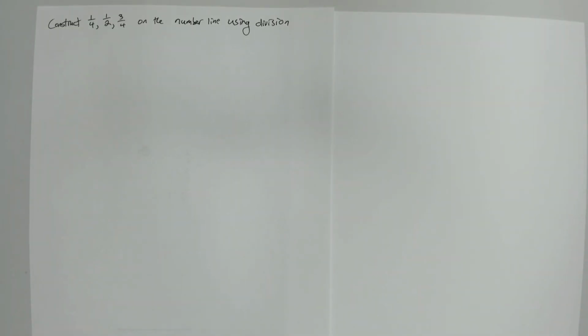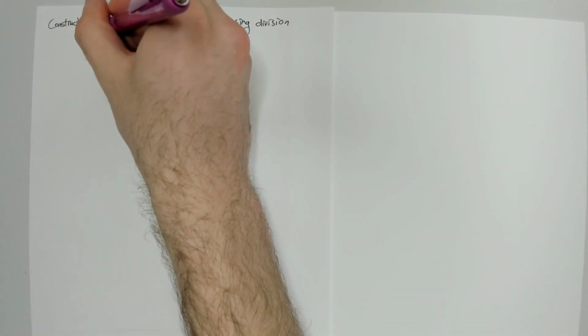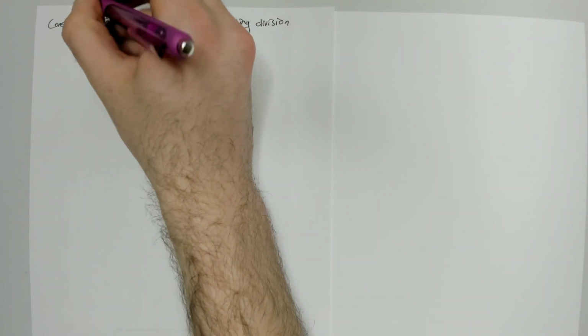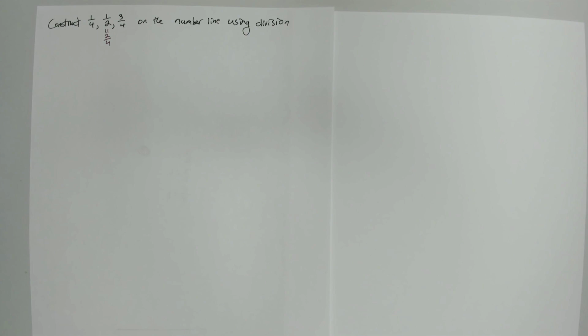Okay, so here we're asked to construct 1/4, 1/2, and 3/4 on the number line using division. All right, so first of all, we need to remember that 1/2 is the same as 2/4, right? So we're just basically wanting to split our segment from 0 to 1 into 4 pieces. So we're going to do that by dividing the number line by 4.